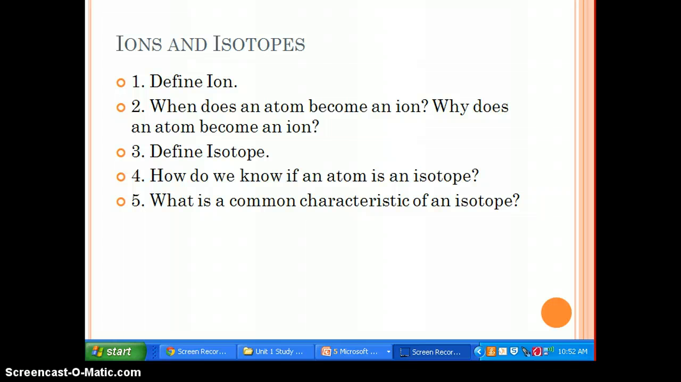These are the 5 questions you need to be able to answer. 1, define ion. 2, when does an atom become an ion and why does an atom become an ion? 3, define isotope. 4, how do we know if an atom is an isotope? And 5, what is a common characteristic of an isotope?